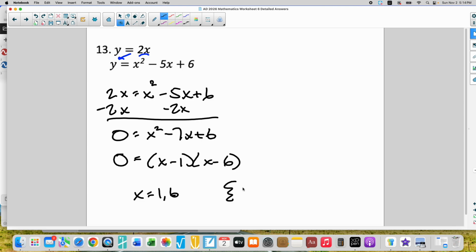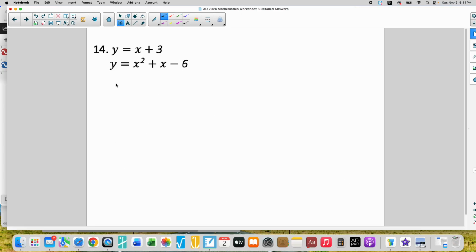And then you have to put the x value in. These are not the solutions. They're the solutions for the x, but now you have to calculate the y. So plug in 1, you get 2. Plug in 6, you get 12. And those are the two solutions. That's pretty fast, right?